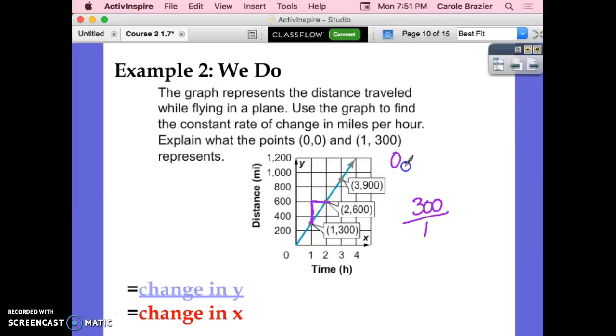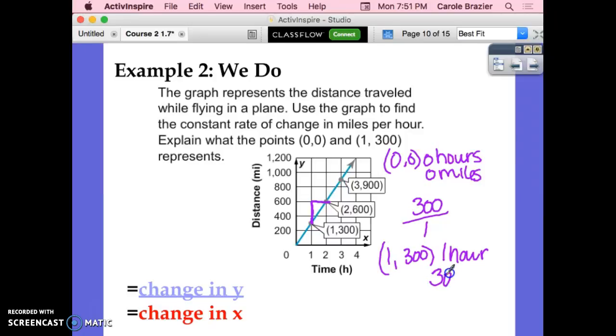So 0, 0 would represent 0 hours, 0 miles. And then 1, 300 would represent 1 hour, 300 miles. Okay, so again, you're just picking apart the pieces. There is a formula that you can use to use this, but you won't see it a lot.